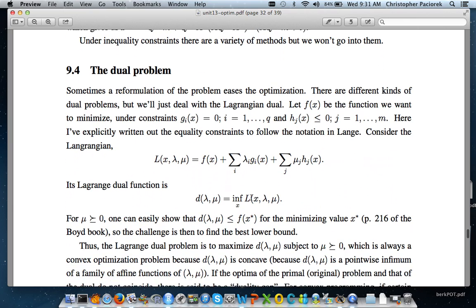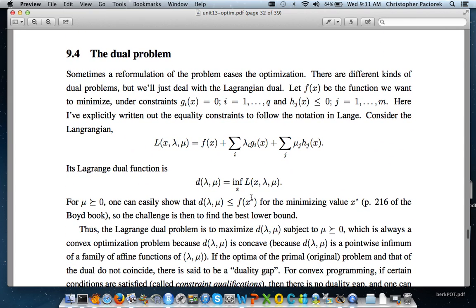Okay, so next thing I want to talk about is this idea of duality. And actually, let me say, I forgot I had a picture for the previous problem that I wanted to show that might give a little bit of intuition.